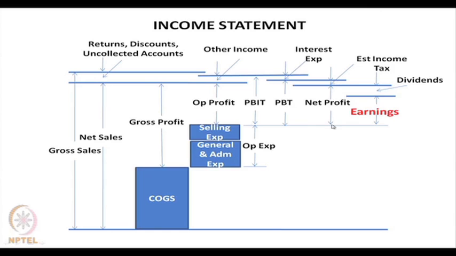Now, from net profit, the company decides how much to give as dividends to its owners, and if they decide to pay these dividends, what remains is the earnings in that particular year. These earnings over different years are added up to give what is called accumulated retained earnings.